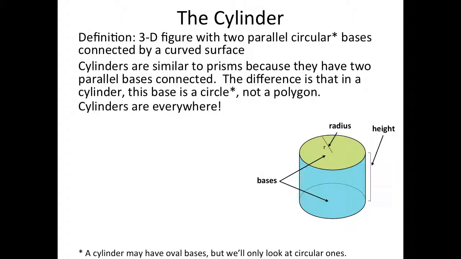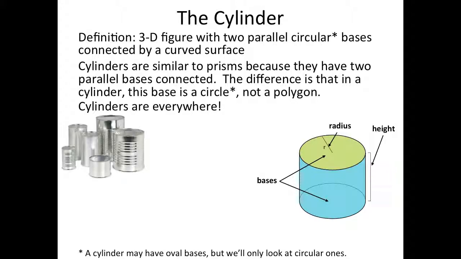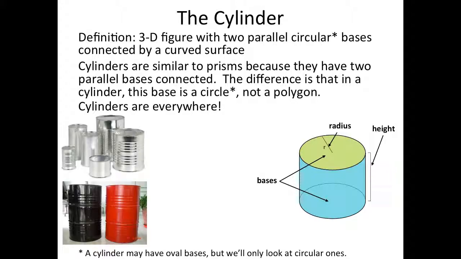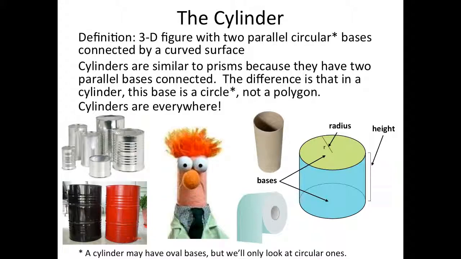And cylinders are everywhere. We see them all over the place. Cans are cylinders. Big oil drums are cylinders. Paper roll. Toilet paper is ultimately a cylinder. And my favorite Muppet character, his whole head and body is a big cylinder. That's Beaker.